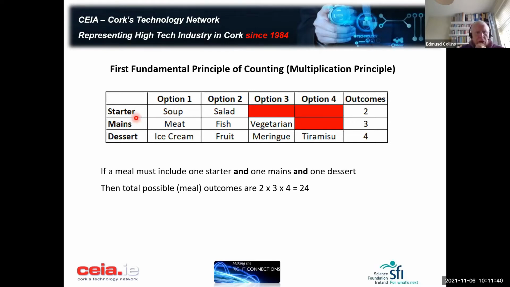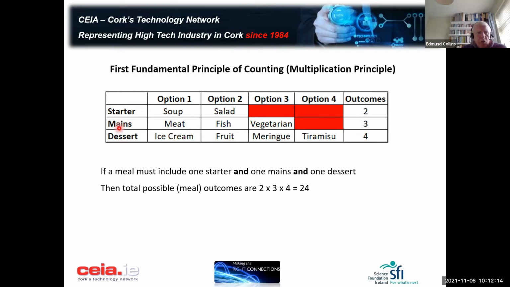A restaurant has a menu here, which consists of a starter, a mains, and a dessert. So it's quite a simple restaurant. They don't offer too much, but in relation to the starter, option 1 is soup, and option 2 is salad. There's no option 3 or option 4. So in terms of the terminology, we're going to say that there are 2 outcomes for the starter, or two options, if you like.